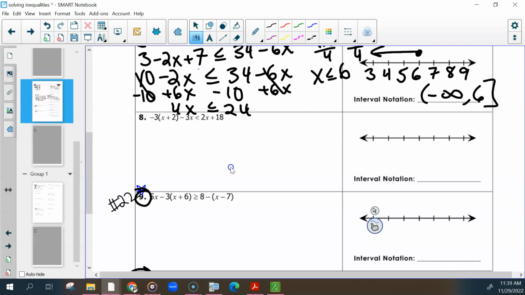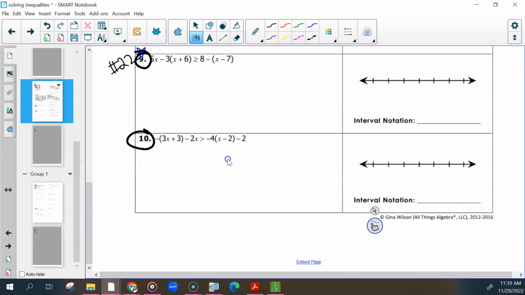Right. Number 9. You have 2 things to distribute on both sides. Make sure you do them both.